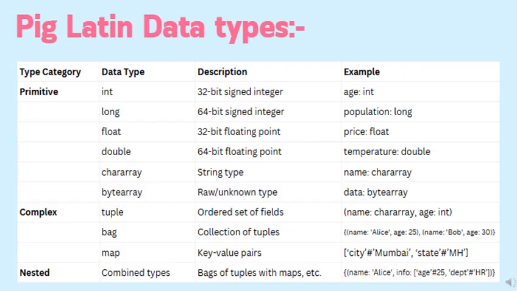Now, on this slide, you can see a table listing all the data types Pig supports. There are three main categories. First is the primitive type: int, long, float, double, char array, and byte array. Then the complex types: tuples, bags, and maps. These hold structured or grouped data. Then nested types: combinations like bags of tuples with maps inside them. This variety is what makes Pig suitable for messy real-world data that doesn't fit neatly into rows and columns.